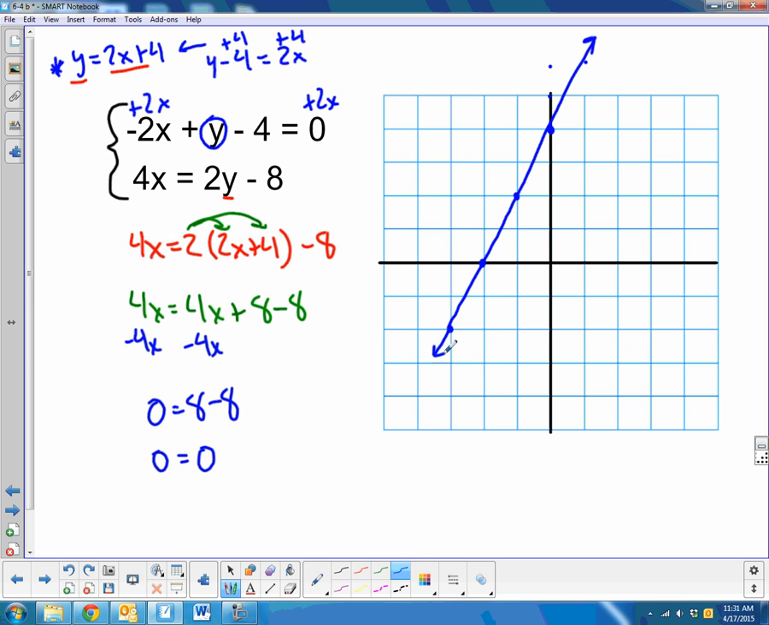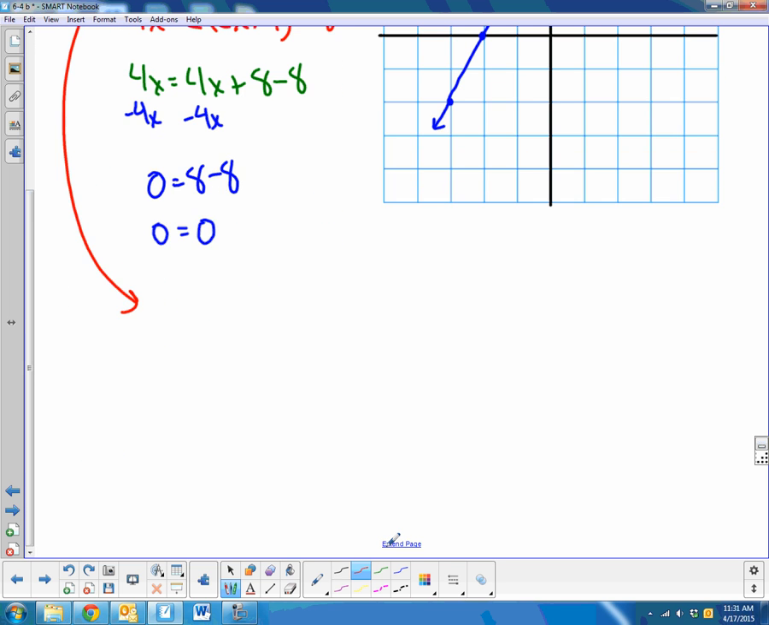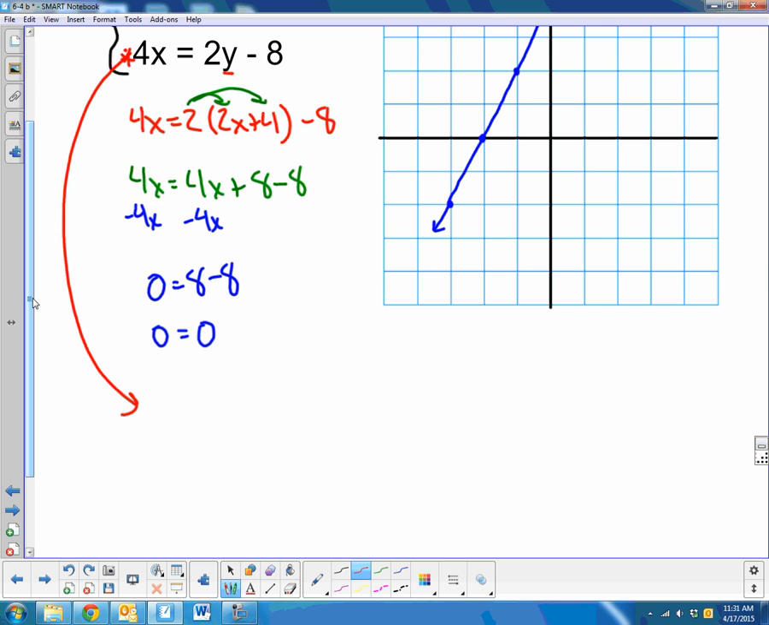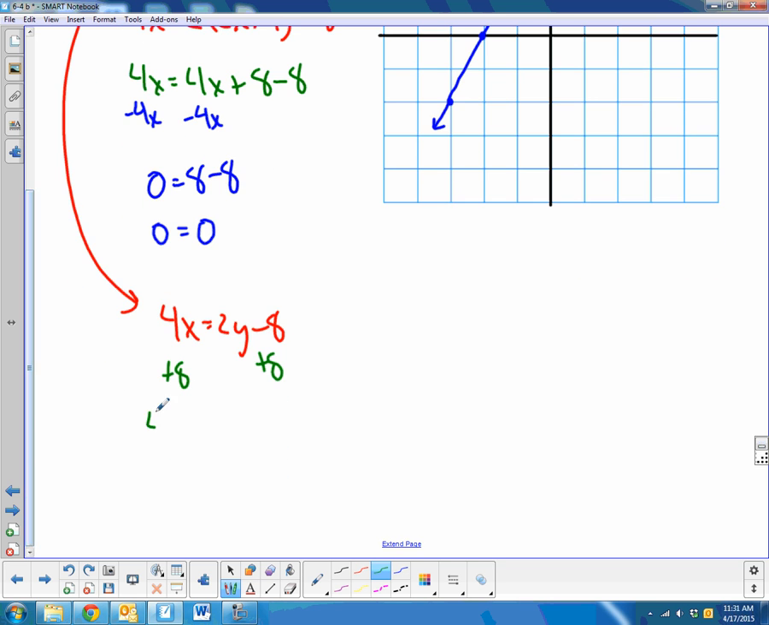The next one, y is not quite by itself in the second equation here, 4x equals 2y minus 8. I'm going to need a little more room, so I'm going to go down here. Lots of work when you're dealing with many systems. So we've got 4x equals 2y minus 8. I'm going to get y by itself. I'm going to add 8 to both sides. I'm almost there. Got 4x plus 8 equals 2y. Divide everything by 2. You get that 2x plus 4 equals y.